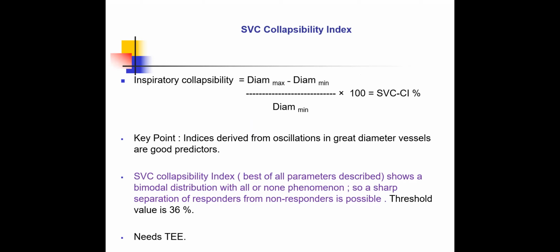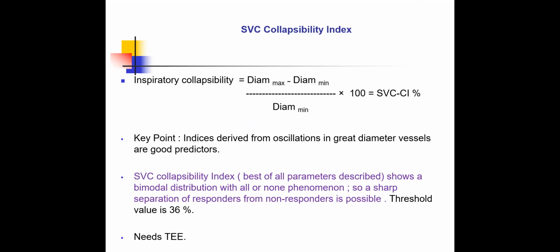The key point for great vessel oscillations is that indices derived from oscillations in great vessel diameter are considered to be very good predictors because they are very obvious. The changes are very obvious, right?